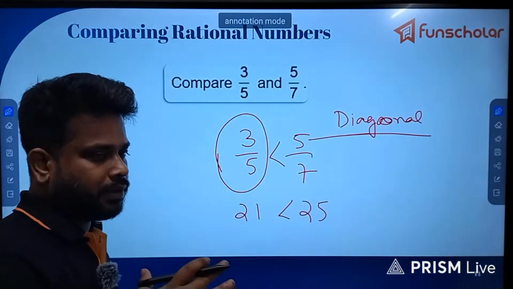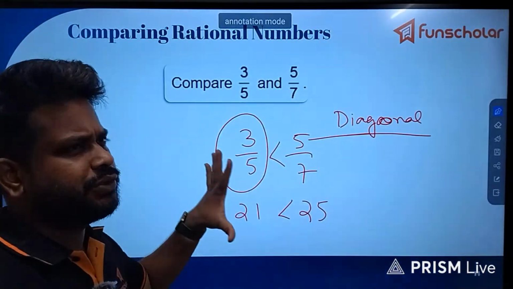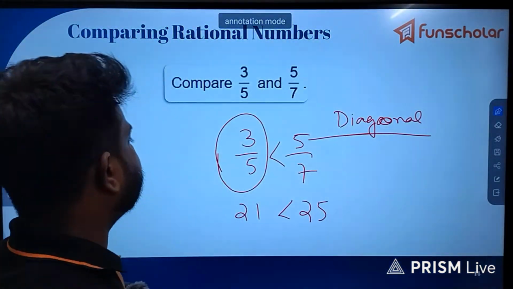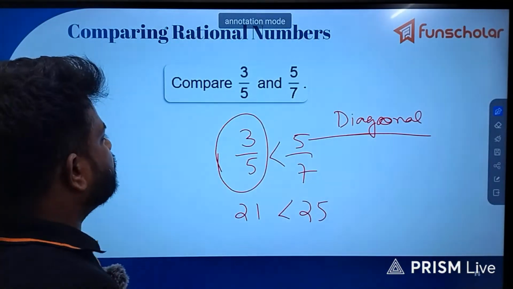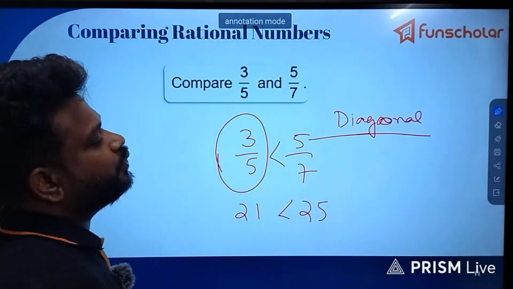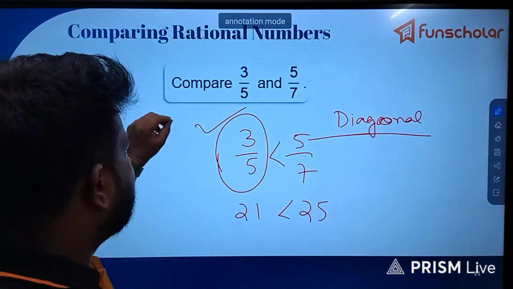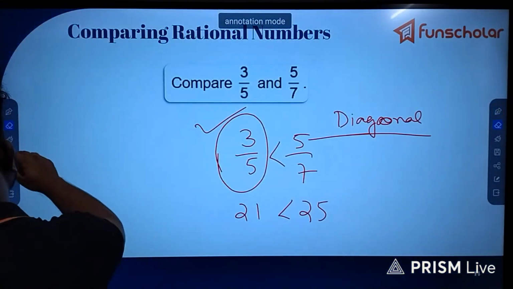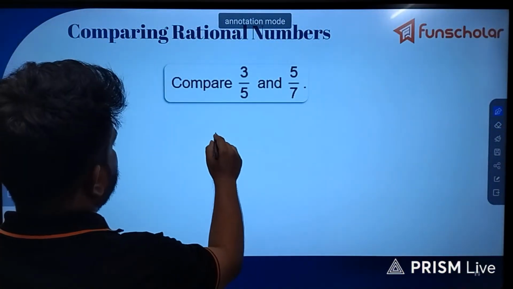And for questions having mark 1, this method will be very much useful. This method is useful for the MCQs as well. If this question has been asked in the MCQ, you just have to follow this method and take the correct option. The third method, which is very popular and verified, is the LCM method.